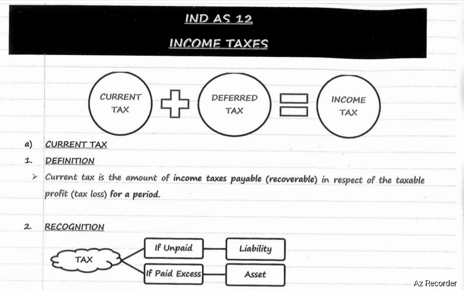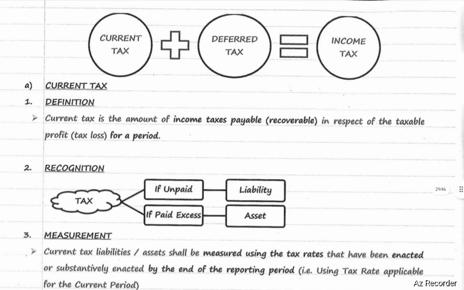What is current tax? Current tax is the amount of income tax payable or recoverable in respect of the taxable profits or tax loss for a period. So, income tax payable will be the current tax. Income tax liability for the particular period will be the current tax. Recognition. Tax, if unpaid, will be treated as a liability. If paid in excess, it will be treated as an asset.